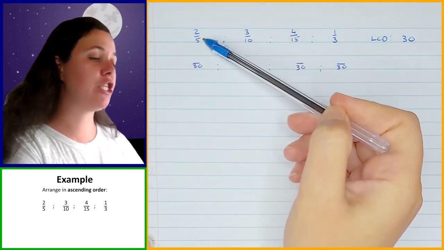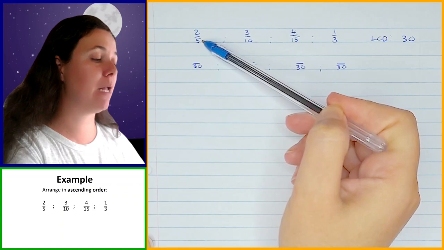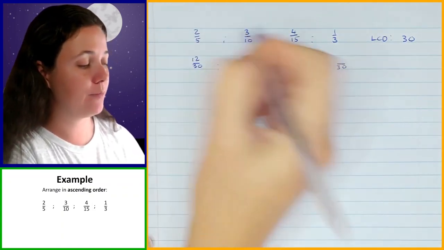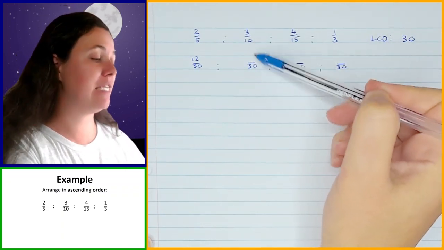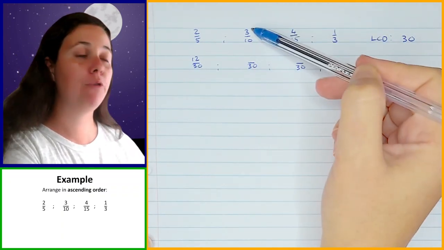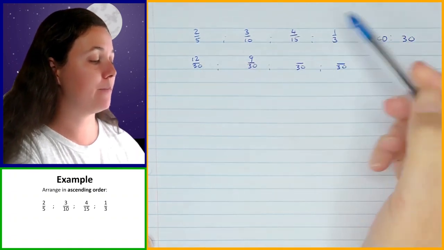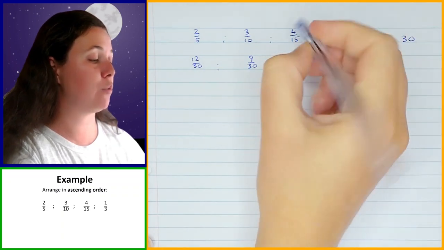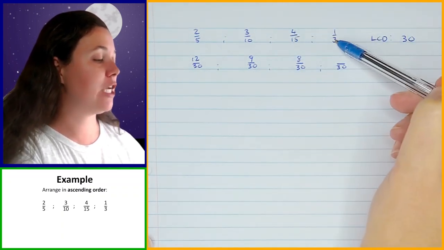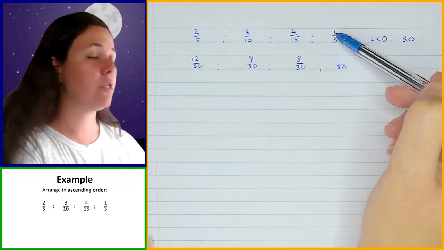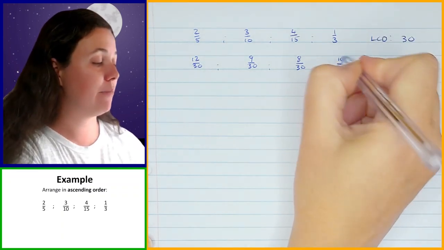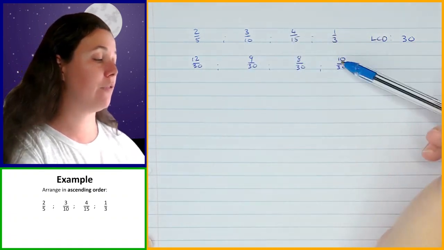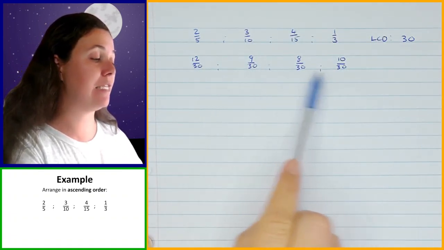Right, so how do I change 5 to 30? I multiply it by 6. So I'm going to multiply the 2 by 6 as well, giving me 12. How do I change 10 to 30? I need to multiply by 3. So I'm going to multiply the 3 by 3 as well, giving me 9. How do I change 15 to 30? I multiply by 2. So I'm going to multiply the 4 by 2 as well, giving me 8. And then how do I change 3 to 30? I multiply by 10. So I need to multiply the 1 by 10 as well, giving me 10. So now I've got all of my fractions, the equivalent forms of them, with my LCD as their denominators.